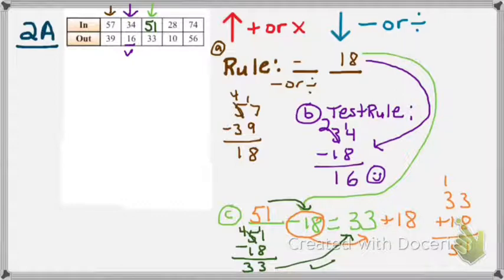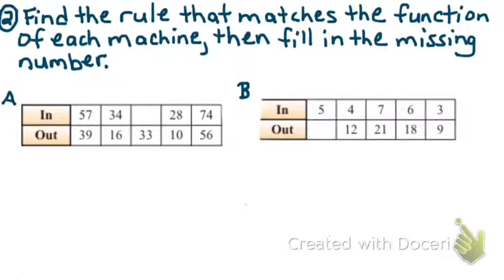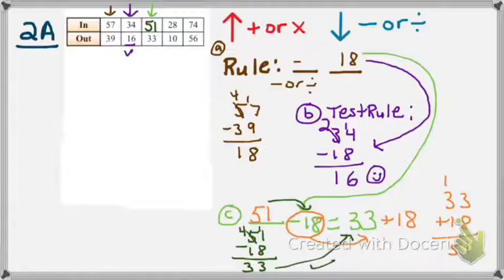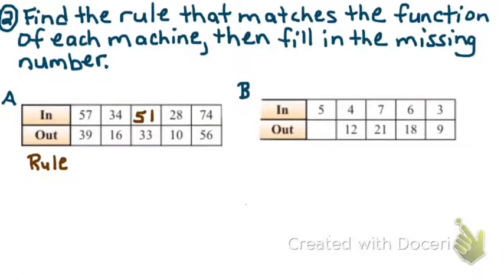I'll write it in the table, and then I'll go back to put it in my problem. And here I am back at my original problem, so my missing number is 51. Remember, the directions also say find the rule that matches the function and then fill in the missing number. So I need to fill out that rule as well. And if I look back at my work page, my rule was minus 18. And I'll write that right underneath the table. The rule for this box, box A, is subtract 18.